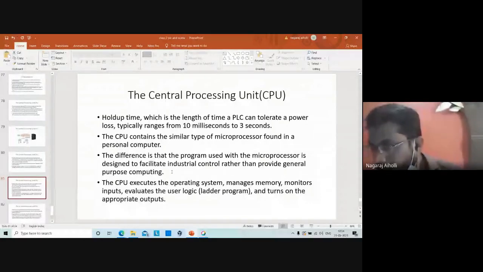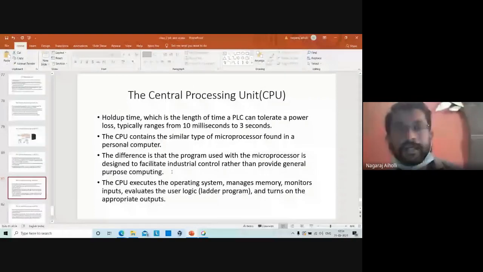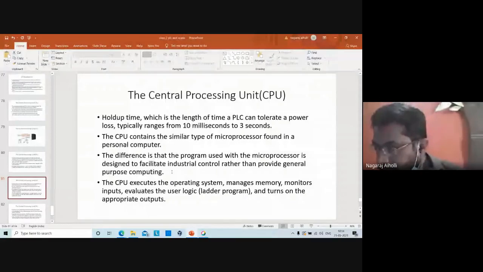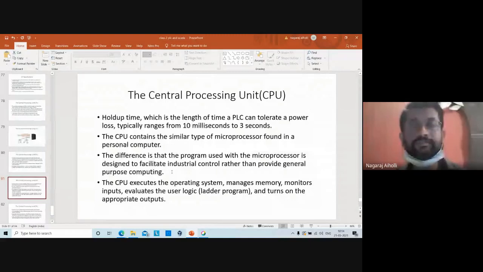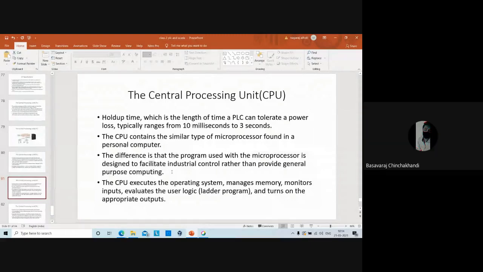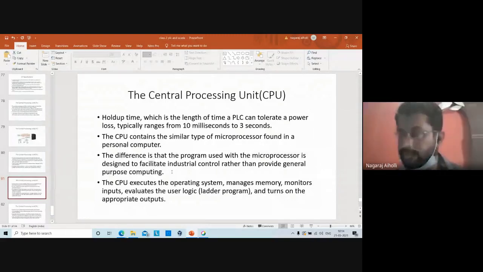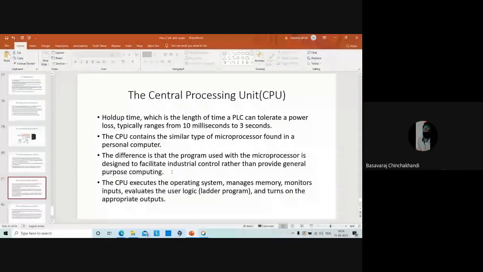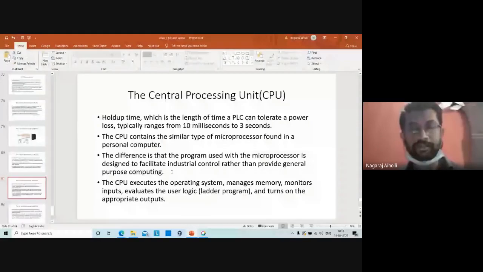Mahesh, any problem? Baswaraj Chinchkandi? Yes, sir. Any problem, Baswaraj, anything not understood? No, sir. Today's class understood, sir. Fine. Okay, then I will let you know when will be the next class. With that, we will end today's discussion.